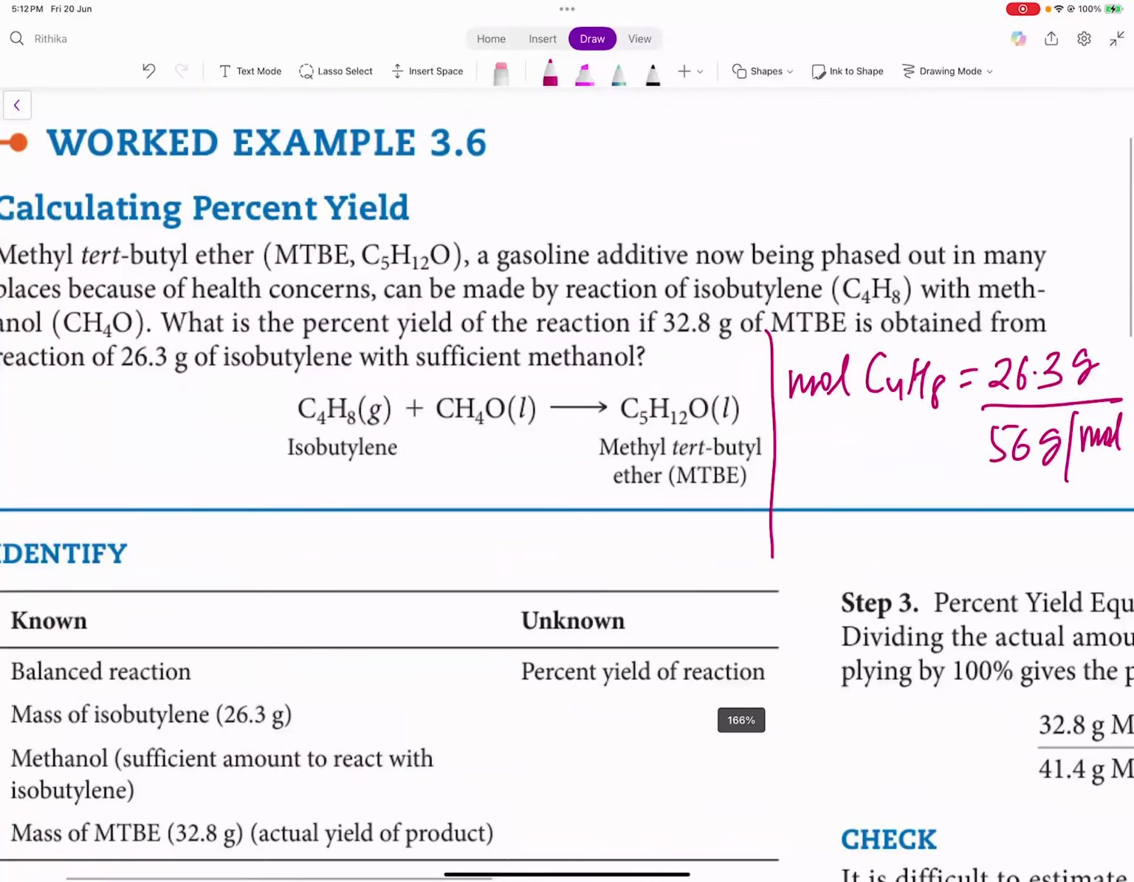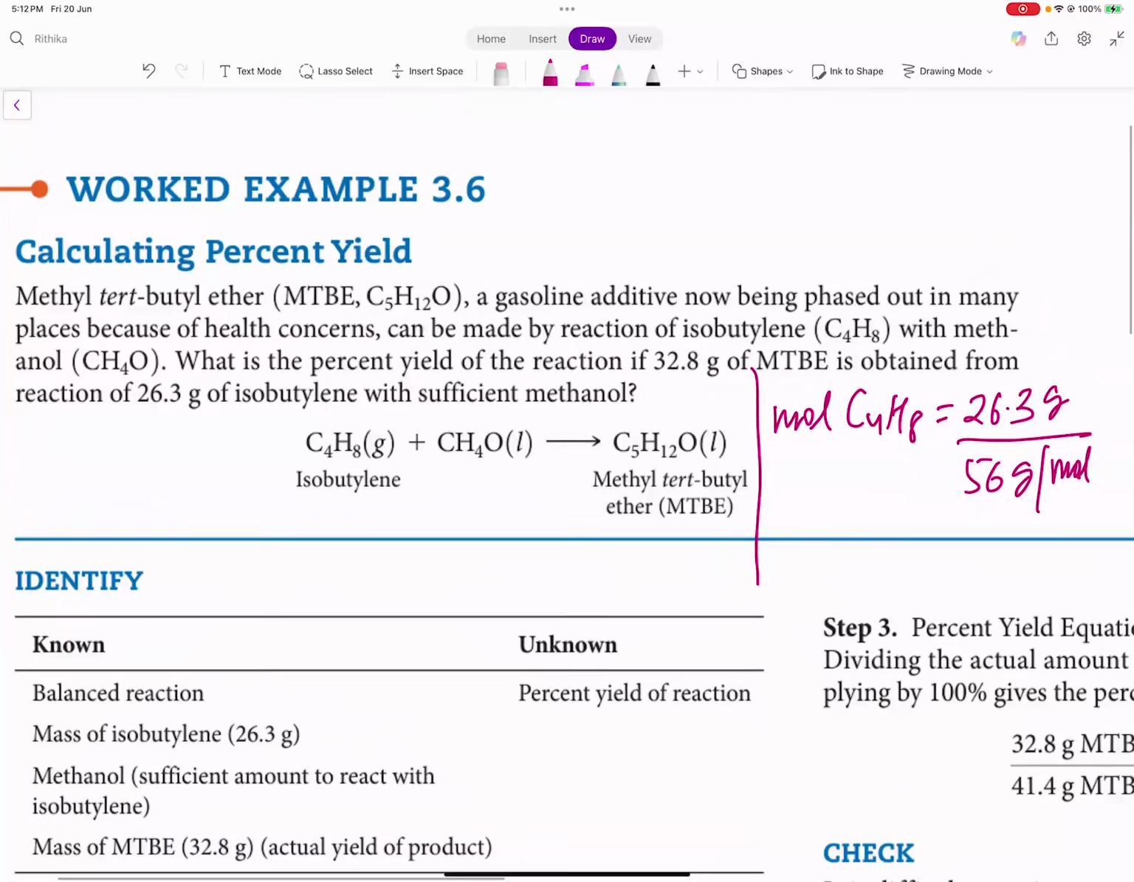Once I know the moles of this, I know that moles of C4H8 will be equal to moles of C5H12O, because both the coefficients are 1. So the moles will be the same. Let me calculate this. 26.3 divided by 56 is 0.4696. So I'll take 0.47 mole. This is what I've got.